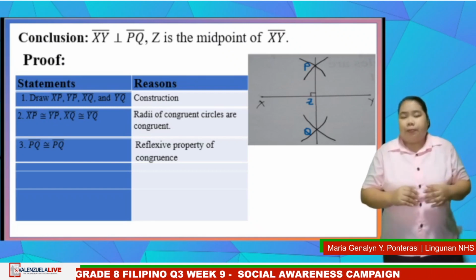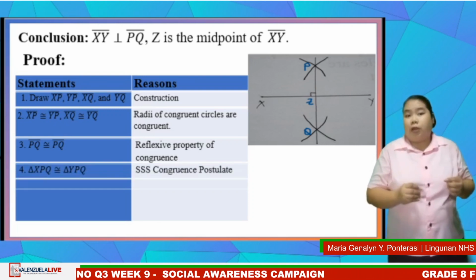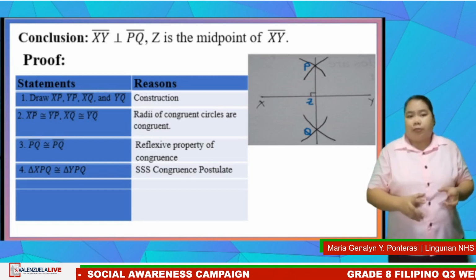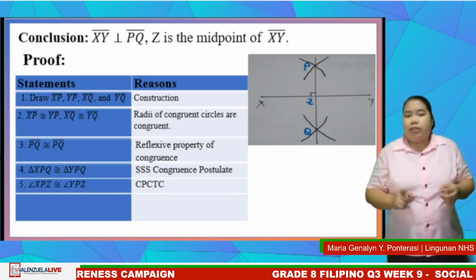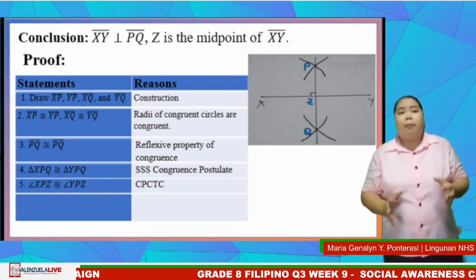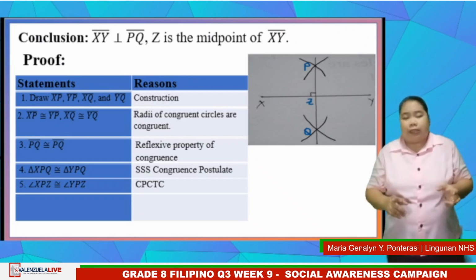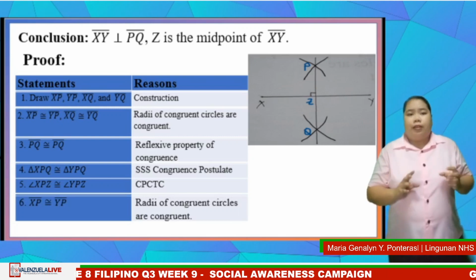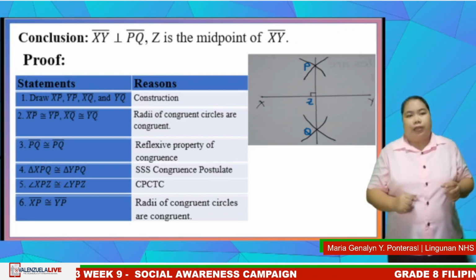Then, the next one, triangle XPQ is congruent to triangle YPQ. The reason is SSS congruence postulate. Then the next one, angle XPZ is congruent to angle YPZ. The reason is CPCTC. Then the last one, segment XP is congruent to segment YP. The reason is radii of congruent circles are congruent.